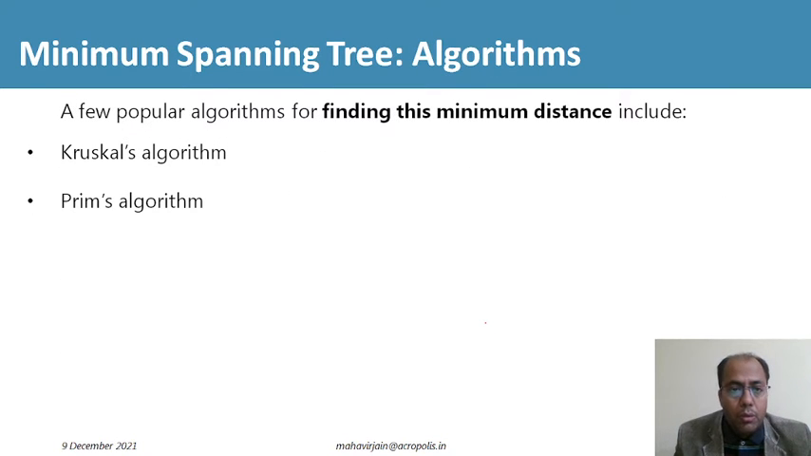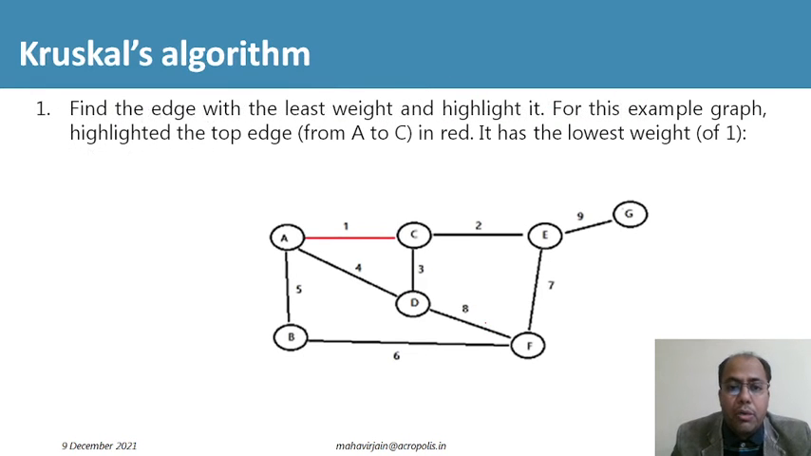So to find the minimum spanning tree, or we can say the spanning tree, there are two algorithms. The first one is Kruskal's algorithm, and the second one is Prim's algorithm, that we will discuss one by one. First we will discuss Kruskal's algorithm. With the help of Kruskal's algorithm, we can find the minimum spanning tree for any given graph.